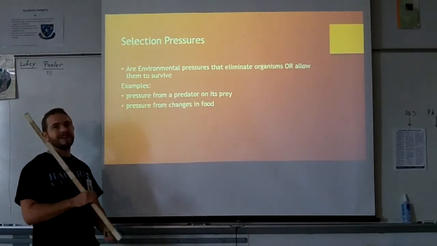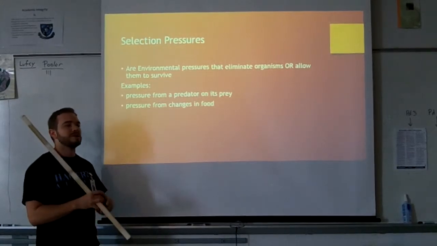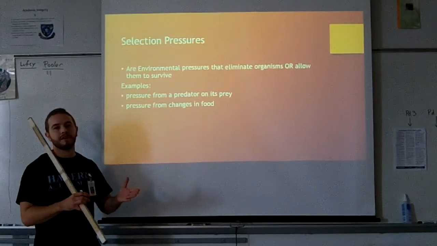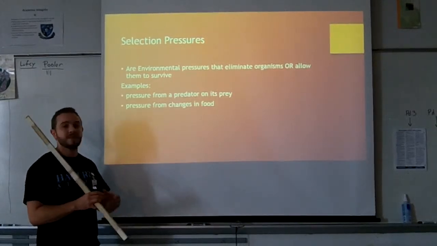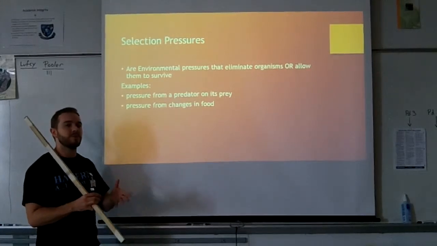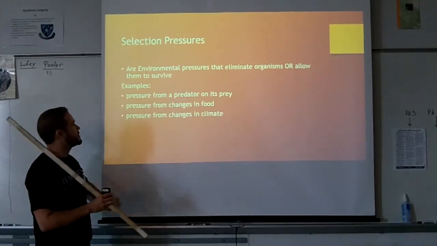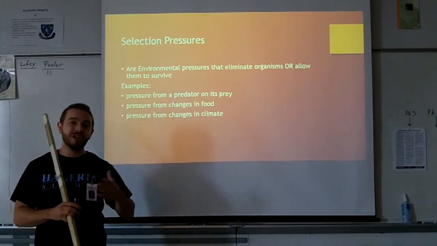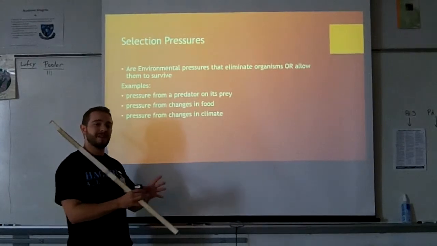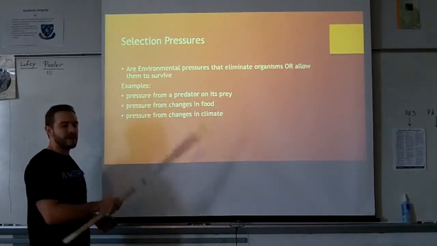Changes in food. Think about a hummingbird. Okay, they eat a very small selection of food. If that food source is gone, then they'll probably go extinct. Humans eat a huge variety. So if one type of food we eat goes extinct, we'll probably be okay. And pressures from changes in climate. As the climate changes over time, some organisms are going to be adapted to that environment, some are not. So these are different types of selection pressures.